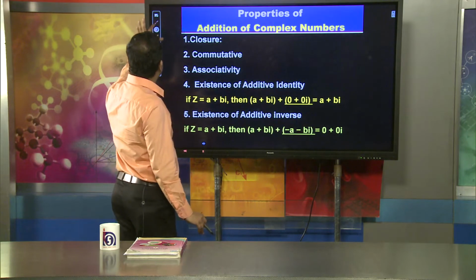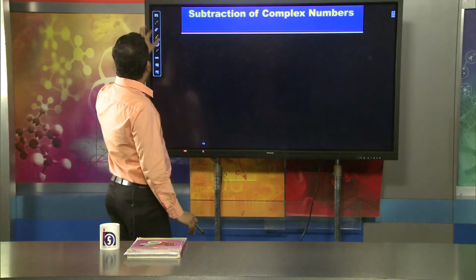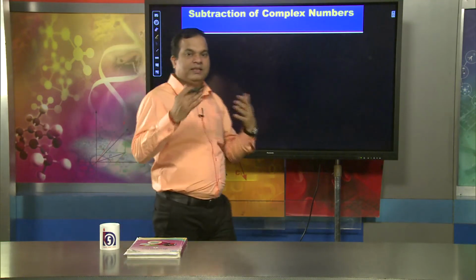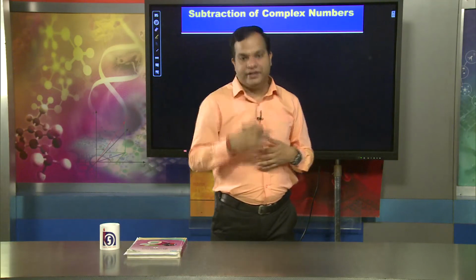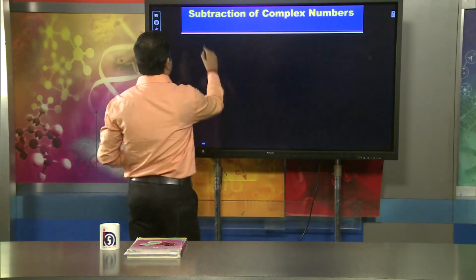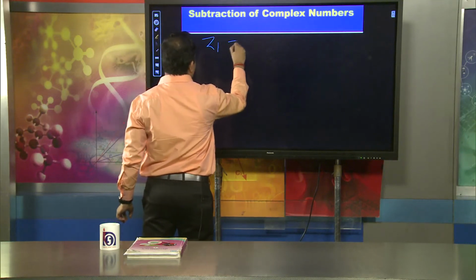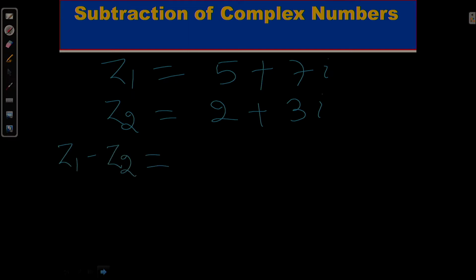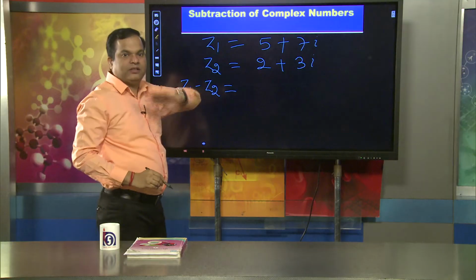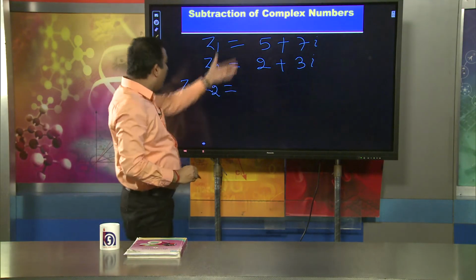Now, the important thing to discuss is subtraction. Subtraction is similar, though not exactly the same, to the addition part. For example, suppose z1 is a complex number, say 5 plus 7i, and z2 is another complex number, say 2 plus 3i. Right now, we are going to find z1 minus z2. z1 minus z2 means one complex number is subtracted from the other. How will it be subtracted?